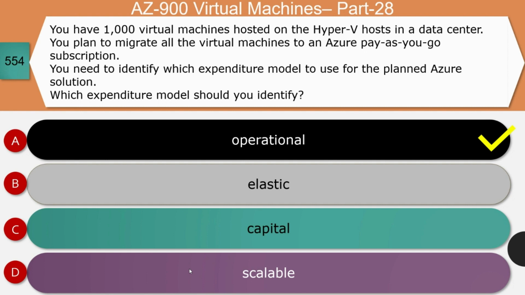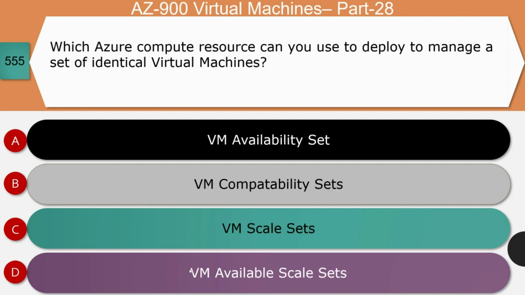One of the major challenges that you will face when you move from on-premises to public cloud is the switch from capital expenditure, that is buying extra hardware, to operating expenditure, that is paying as a service as you get it. So the operational model is the right answer for this question.